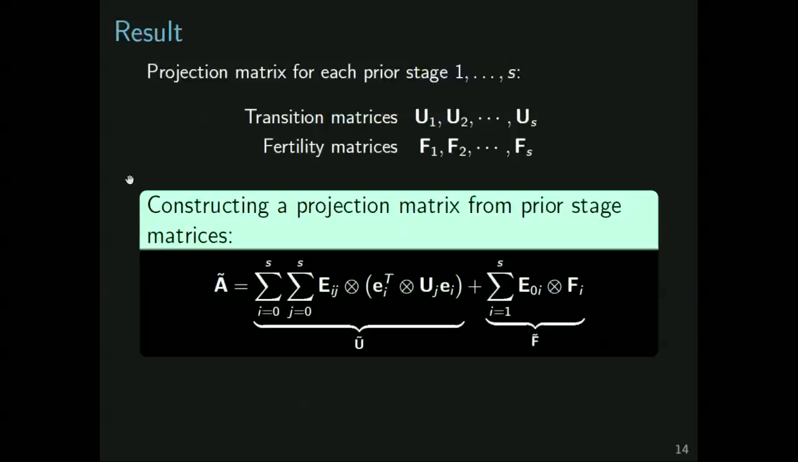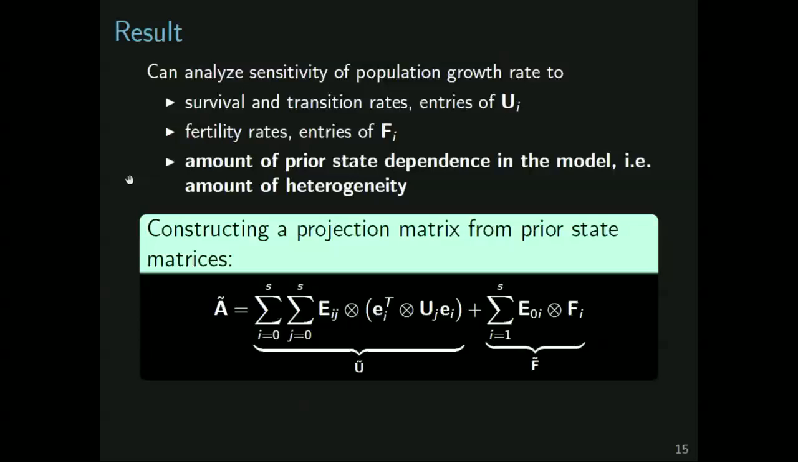Once we have that matrix, we can get all the usual demographic results. So reproductive output, stable state distribution, pick your favorite demographic analysis. But we can also do something new. So we can do sensitivity analysis, and we can actually analyze the sensitivity of our population growth rate, lambda, to the amount of prior stage dependence that we've put into our model. So it's kind of like analyzing the sensitivity of the population growth rate to the amount of heterogeneity.